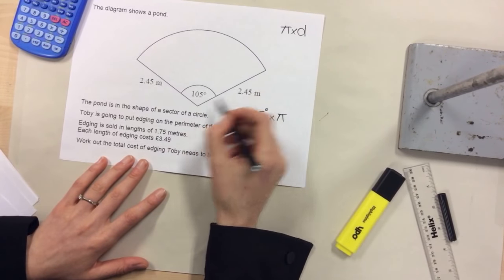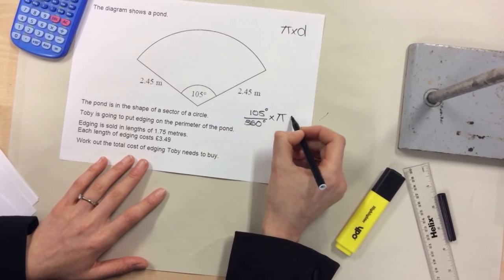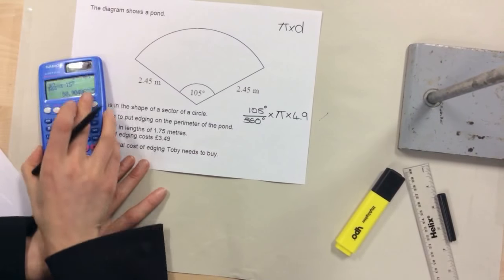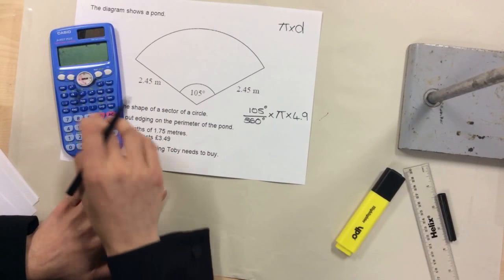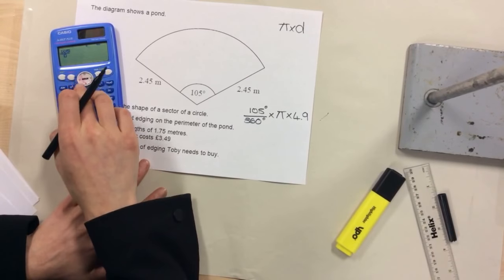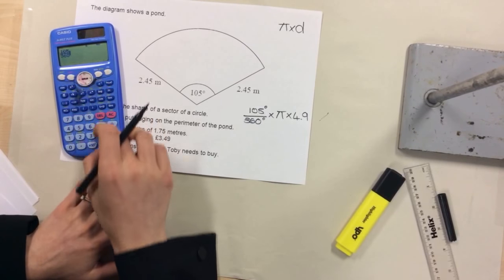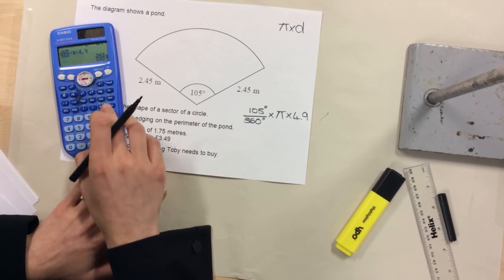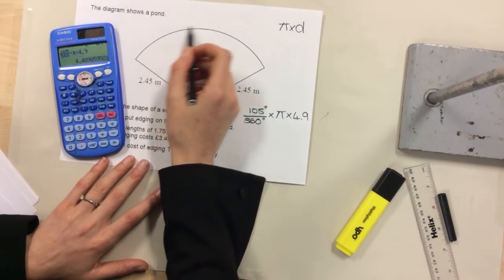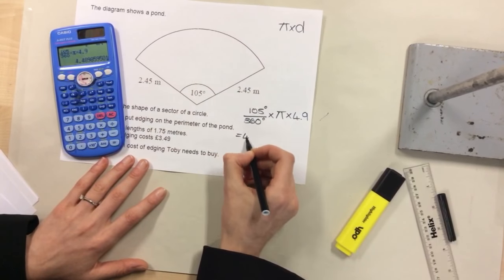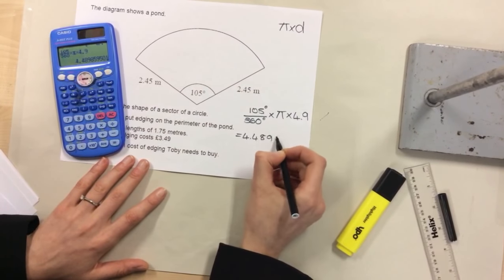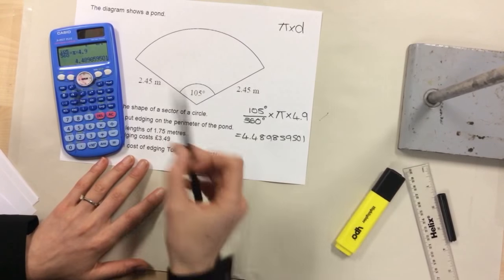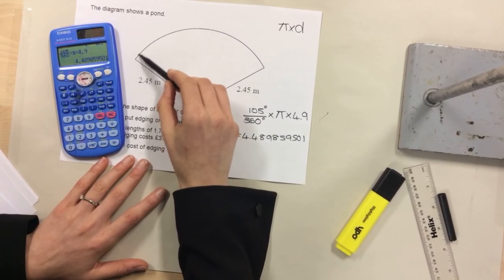So the radius is 2.45. So if I multiplied that by 2, I get 4.9. Okay. So I'm going to work out this arc length. So again, using the fraction button, 105 over 360 multiplied by pi multiplied by 4.9. Okay. So that tells me that this arc length here is 4.489501.